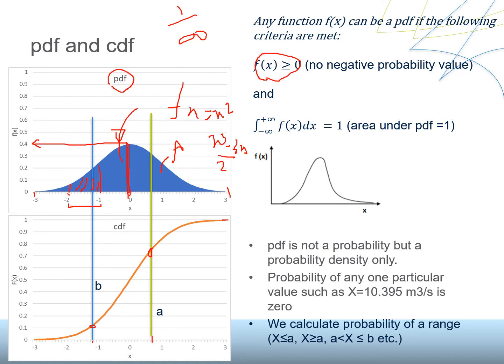All right. So if we ask, what is the probability of the stream flow being 10.395 meter cube per second, that is 0, because 10.395 is only one of the possible outcomes out of an infinite number of possible outcomes, right? So that means the probability becomes 1 over infinity, which is 0. So that's why we talk about the probability of that random variable being less than a particular value a, or between some values, or greater than some value, and so on.